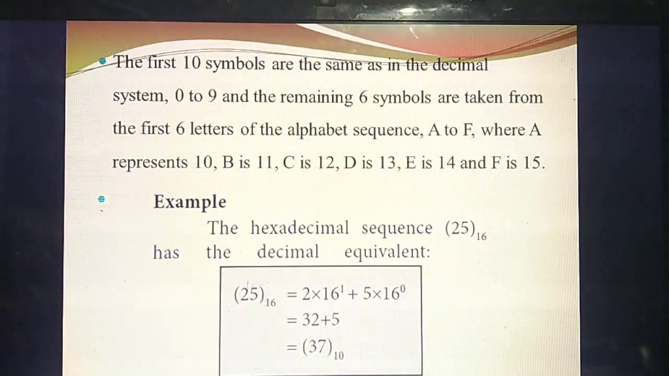But in your question, they have given 25. So how many place values will come? 0 and 1. So multiply 2 into 16 power 1 plus 5 into 16 power 0. 16 power 1 means 16. 2 into 16 is 32, plus 5 into 16 power 0. Anything power 0 is 1. So 5 into 1 is 5. So 32 plus 5, the answer you get is 37.